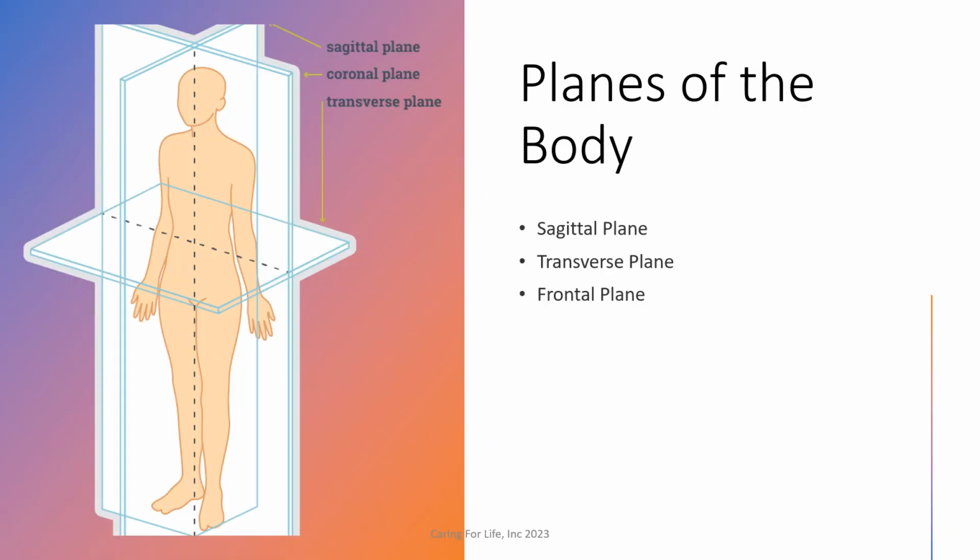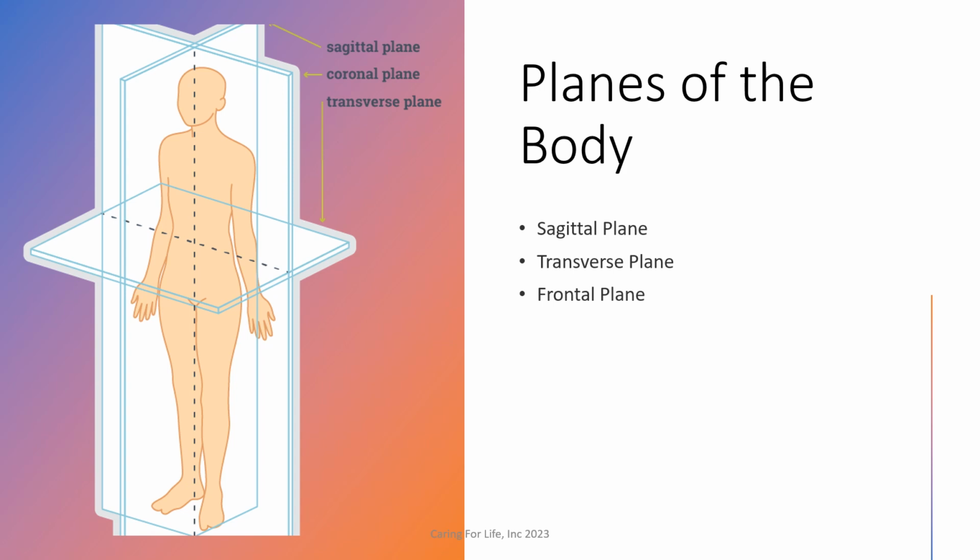Right, and so we also use planes of the body. We have three main planes that are used to describe the different sections of the body, and they're also frequently used when we're doing radiographic studies. It's important to be familiar with these planes and make sure you're correctly using them when you're discussing or documenting locations. So you have sagittal. The sagittal divides the body into left and right sides.